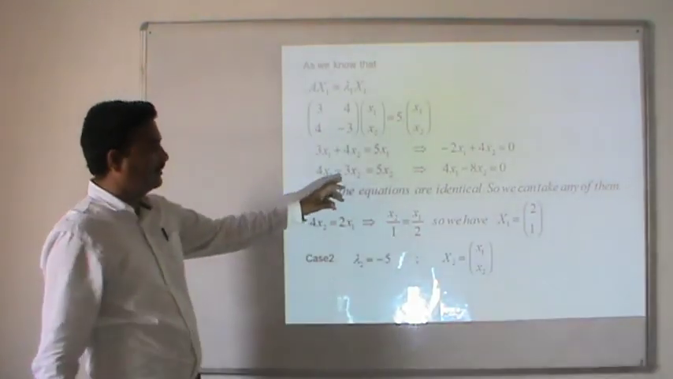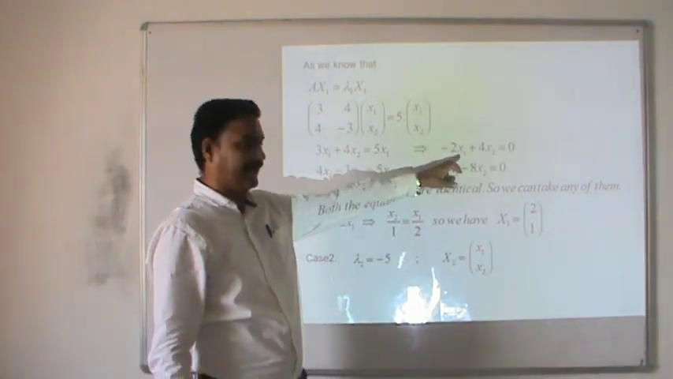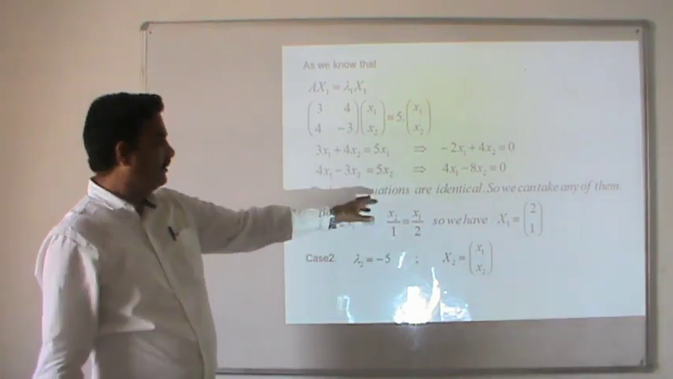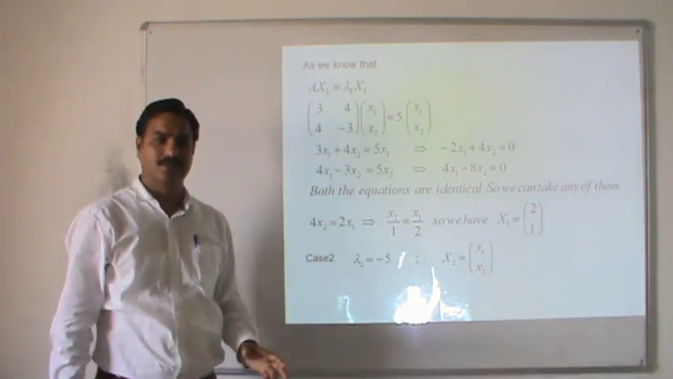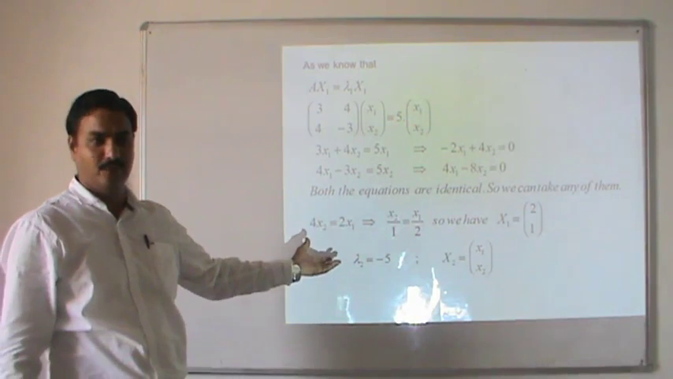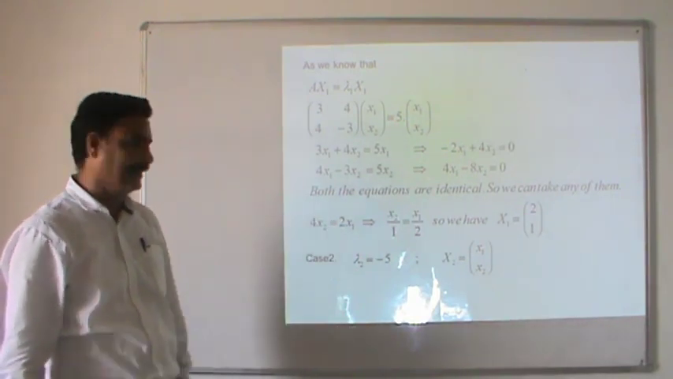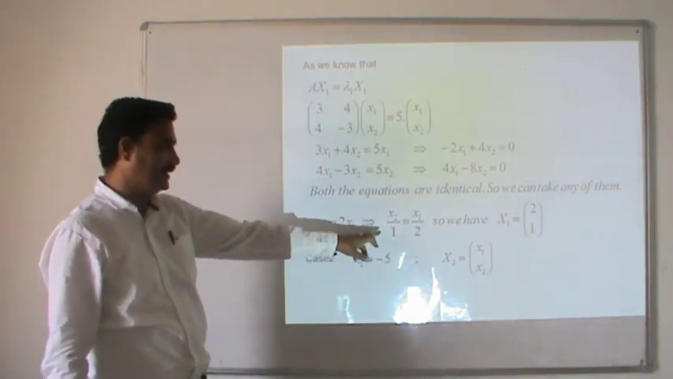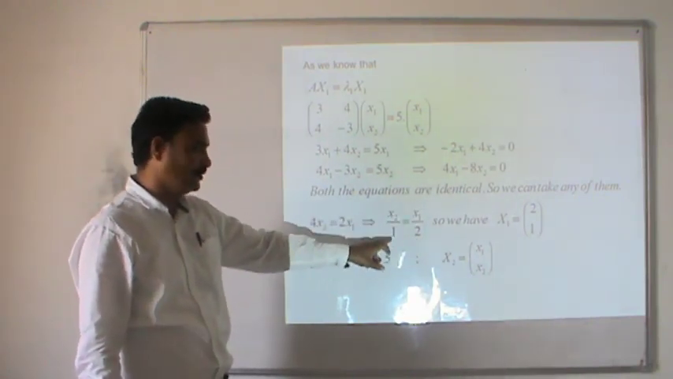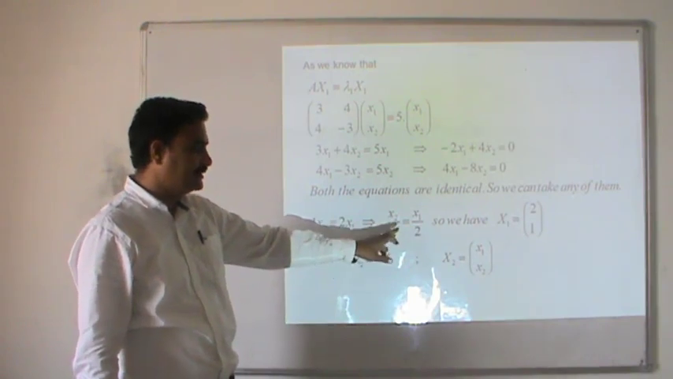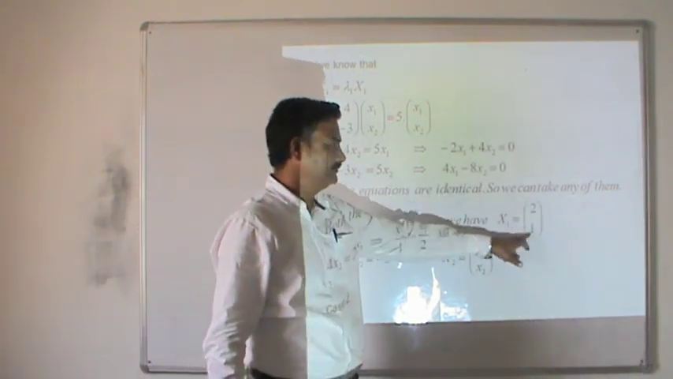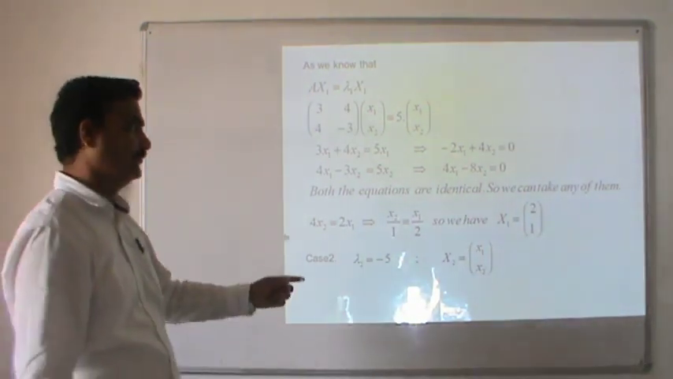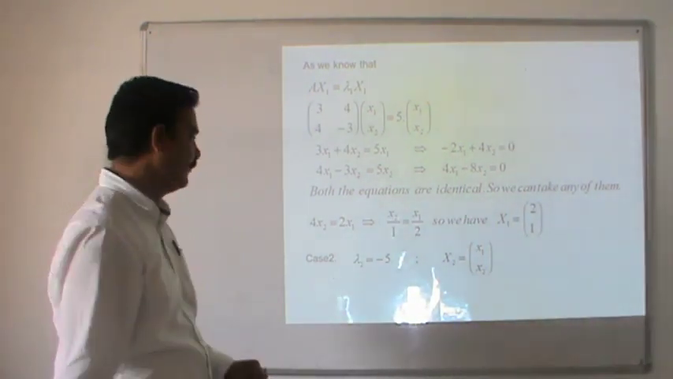This we discussed previously, minus 2 times x1 plus 4 times x2 equal to 0. And because both the equations are identical, we just take any one of them. You may choose first or second because both are identical equations. And 4x2 is equal to twice of x1. Further, we get x1 upon 2 and x2 upon 1. And this is our desired eigenvector 2, 1. This capital X1 is our first eigenvector corresponding to first eigenvalue lambda 1 = 5.